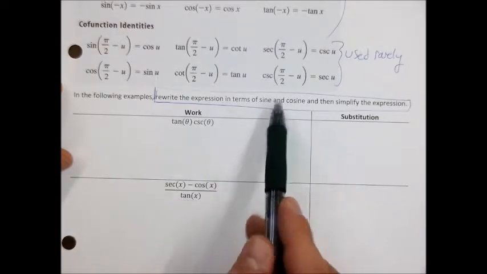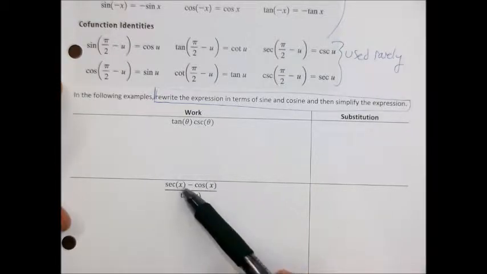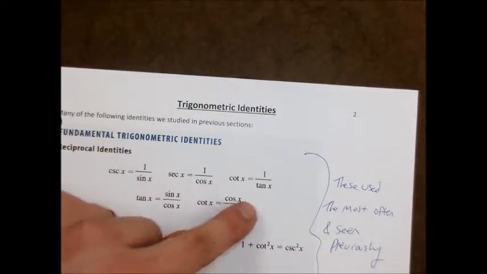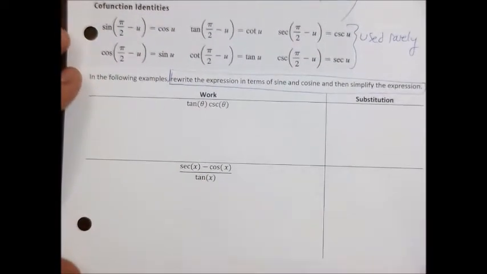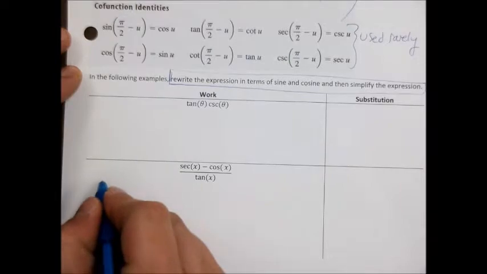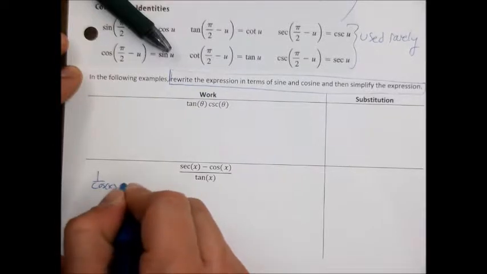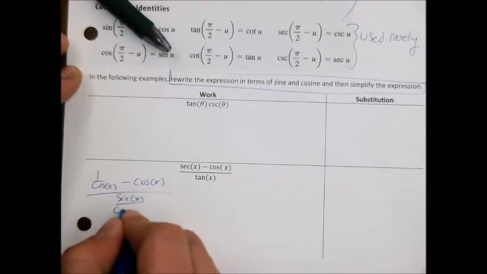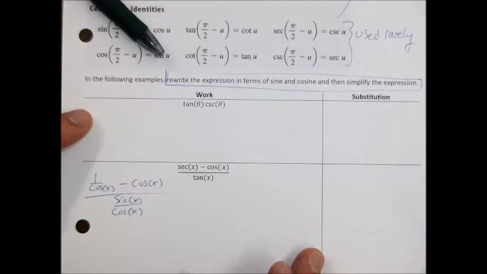It says change everything to sines and cosines. We've already got one cosine, so we don't mess around with the cosine, but secant and tangent can be changed. We know that secant is 1 over cosine, and tangent is sine over cosine. We can make those two substitutions to rewrite it with only sines and cosines. So this would become 1 over cosine minus cosine divided by sine over cosine. We've changed everything to sines and cosines, just like we were instructed, and then you'll see that things simplify into something nicer.